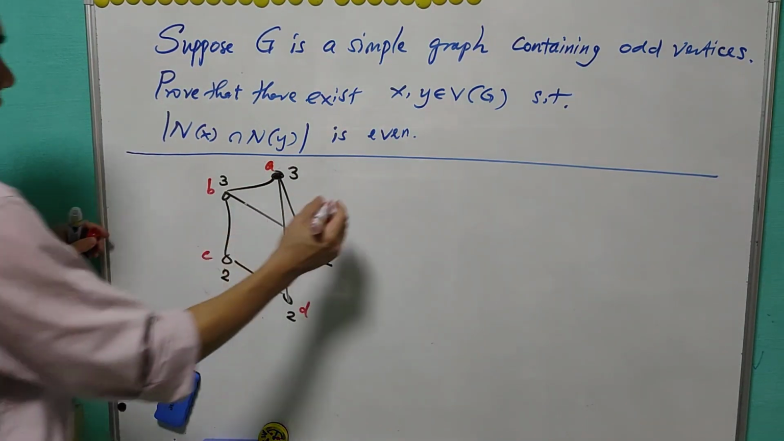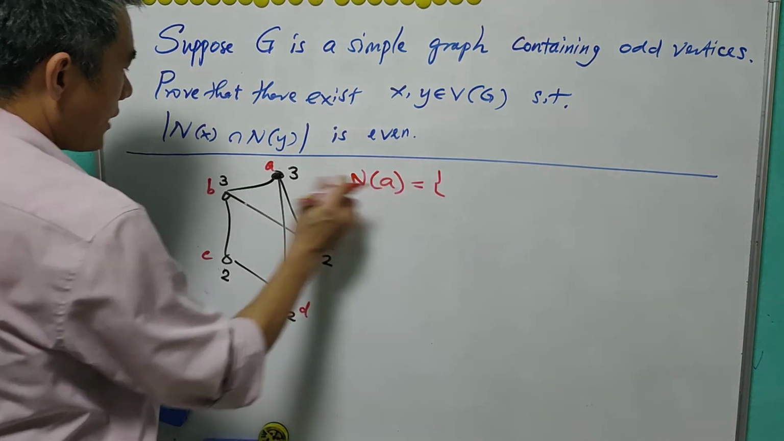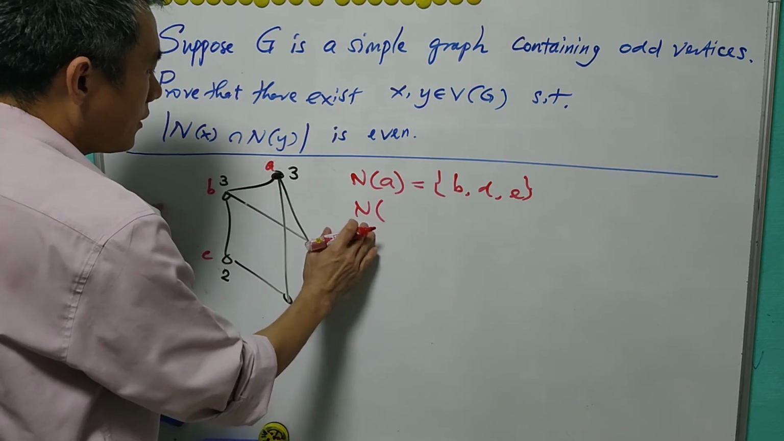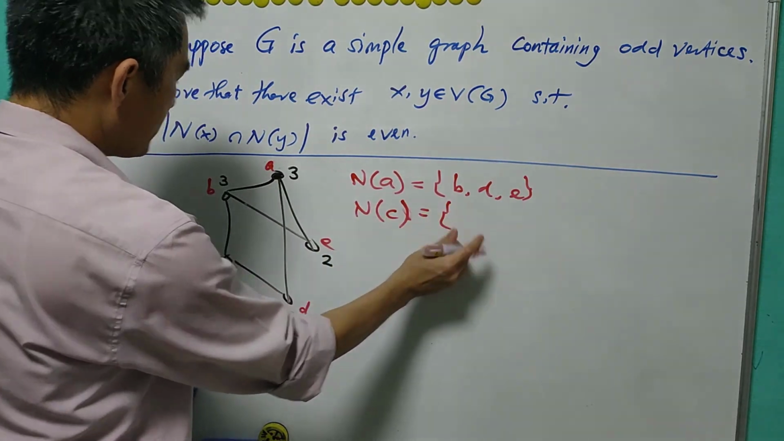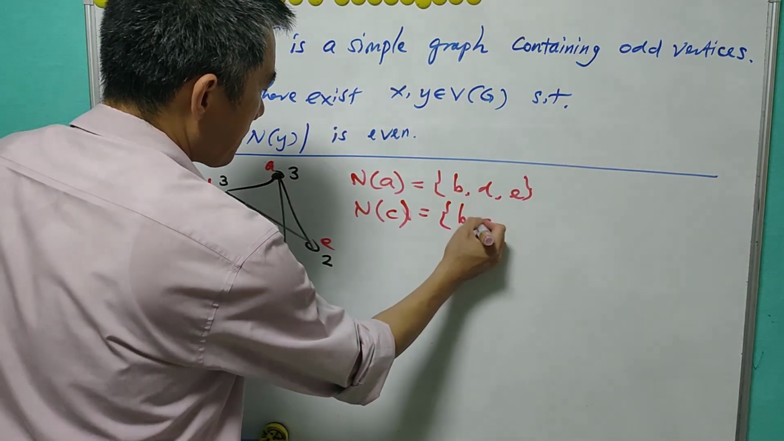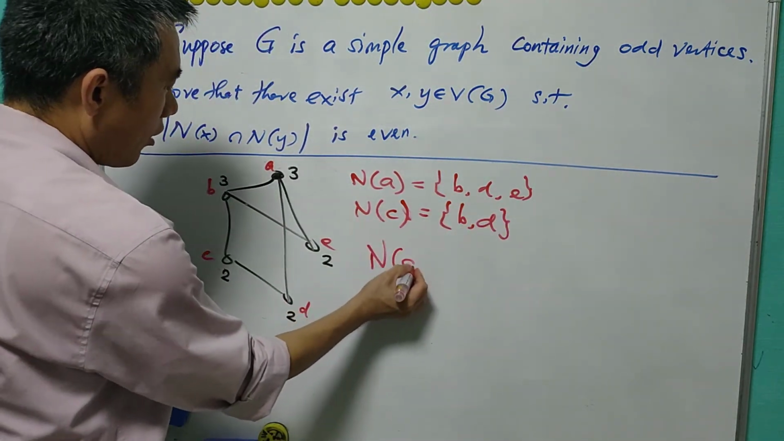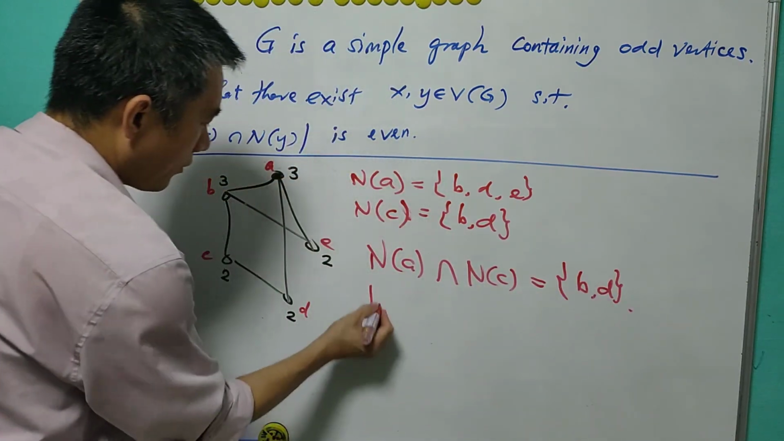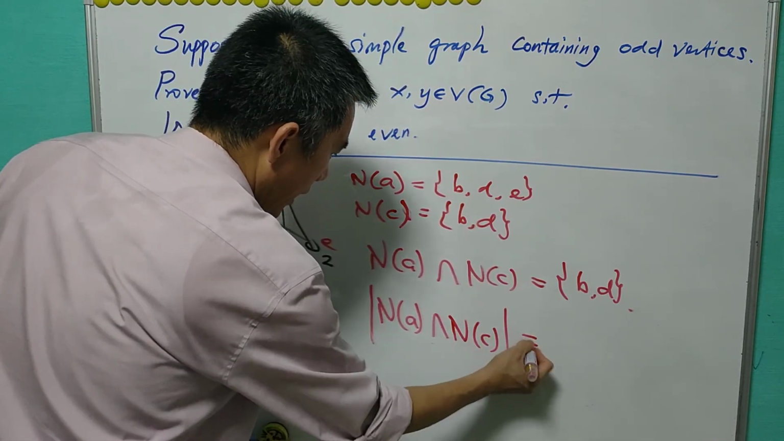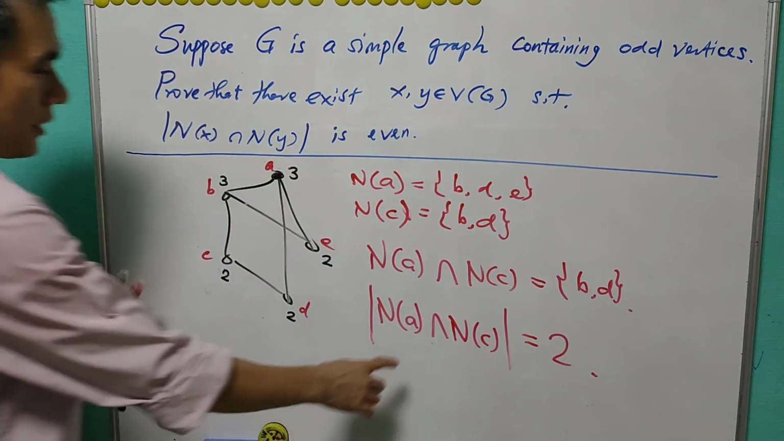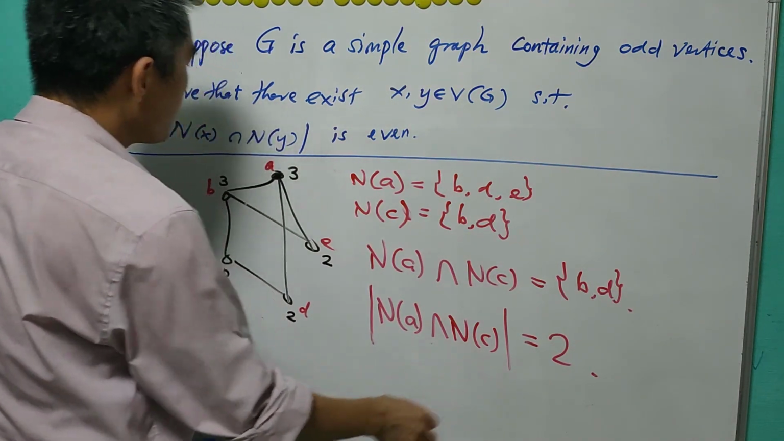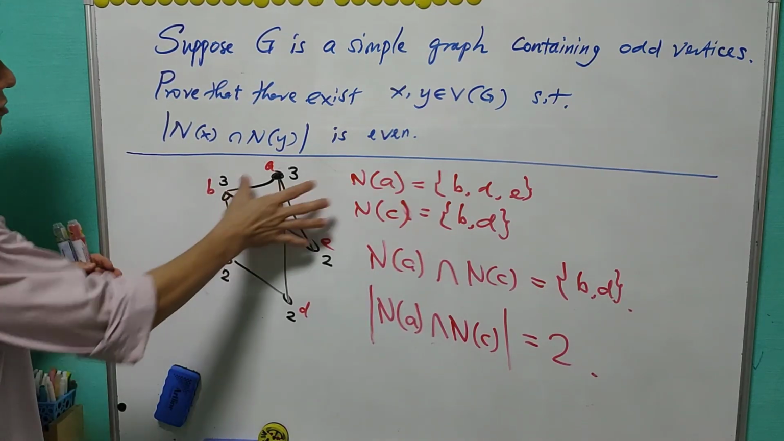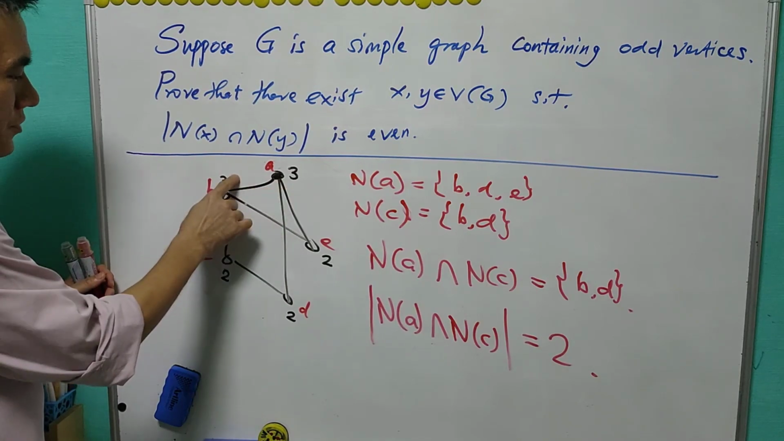In this case, we'll see that the neighbors of A are B, D, and E. And the neighbors of C are B and D. So in this case, the common neighbors of A and C are B and D. Therefore, A and C has two common neighbors, and this A and C is one possible pair of x and y in the question. So this is just an example on 5 vertices with specific degrees.